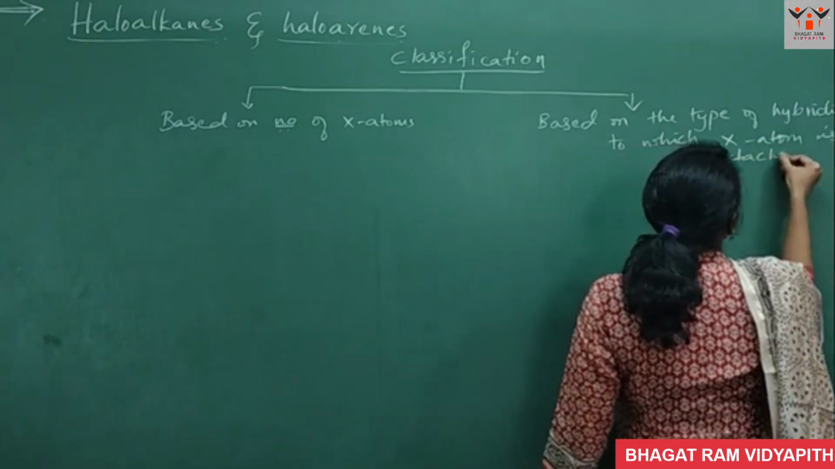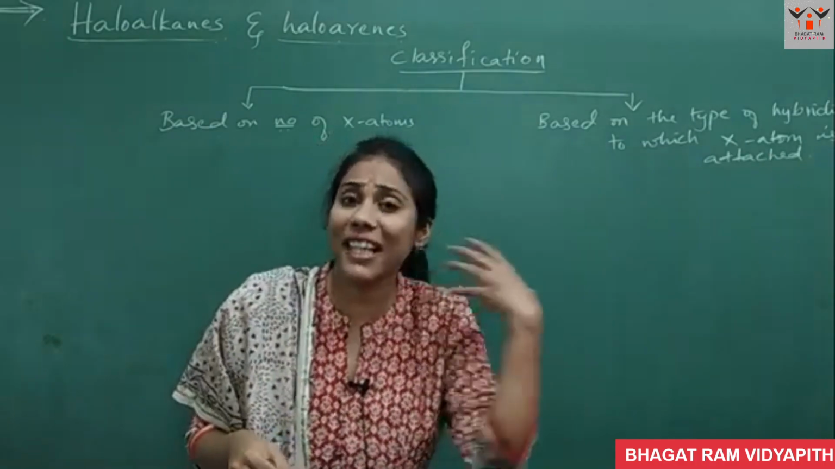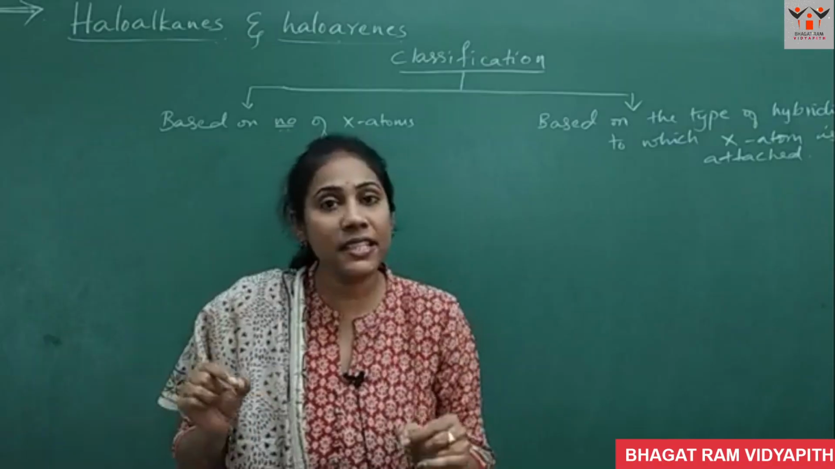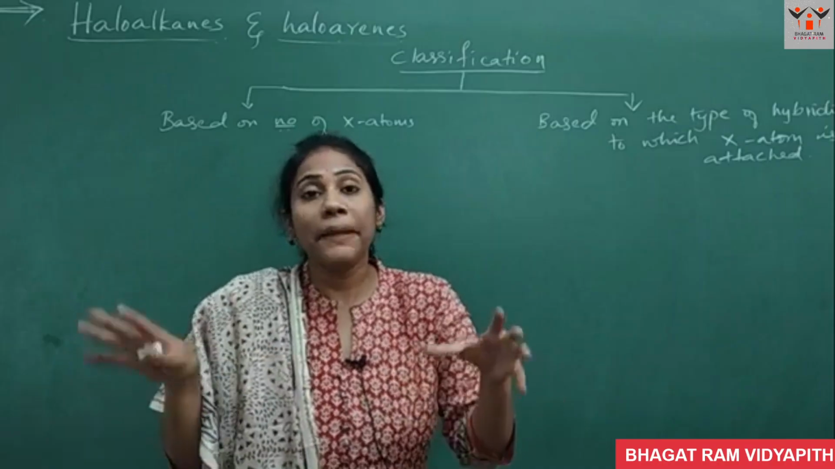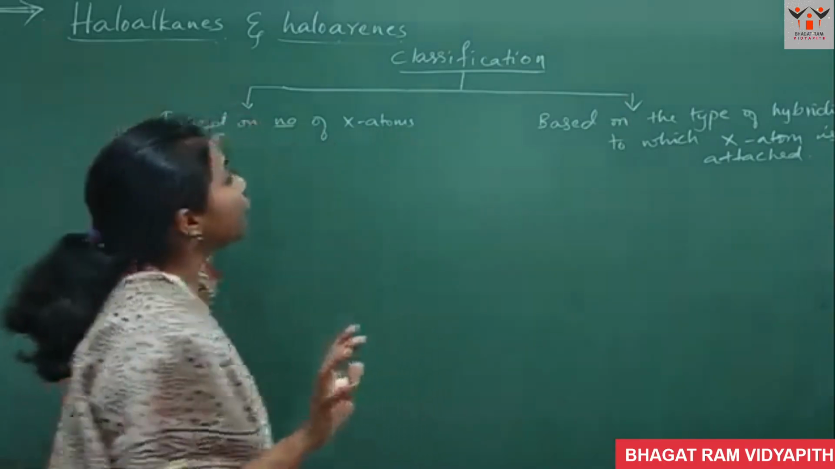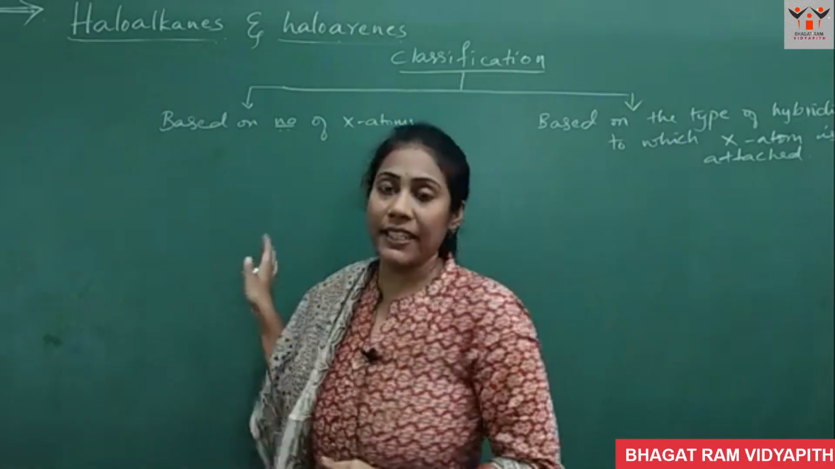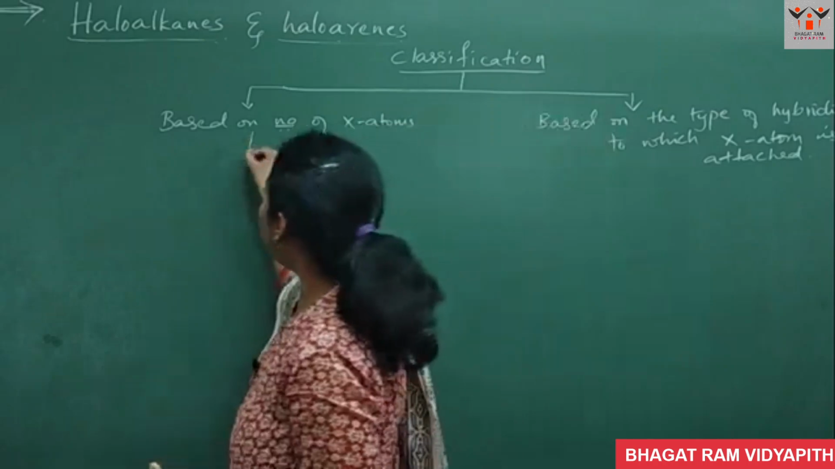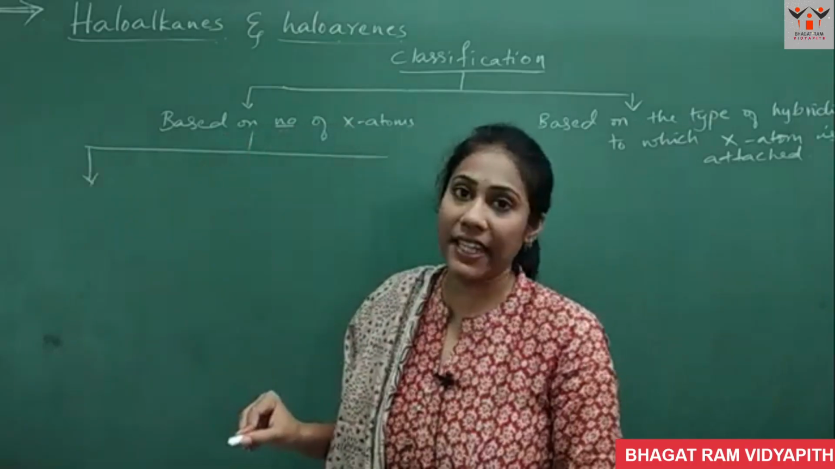Okay, so a halogen atom is always attached to a particular carbon, right? So to what type of carbon is the halogen attached? Is it attached to an sp2 hybridized carbon, or is it attached to an sp3 hybridized carbon? This way, based on this concept also we can classify haloalkanes. So these are the two themes on which haloalkanes can be classified. Coming to the first category, that is based on the number of X atoms, depending on the number of X atoms, haloalkanes can be classified into three varieties.